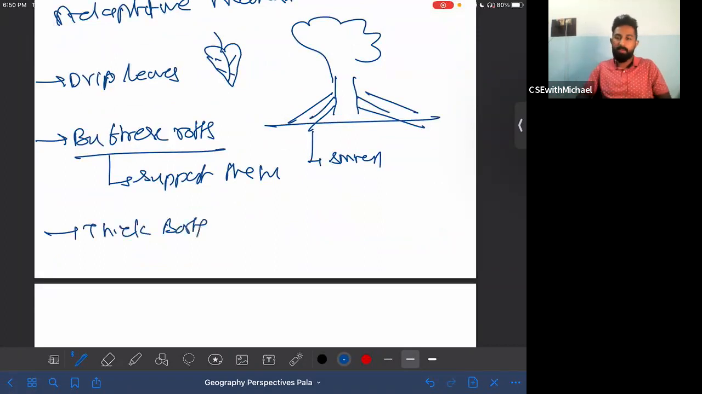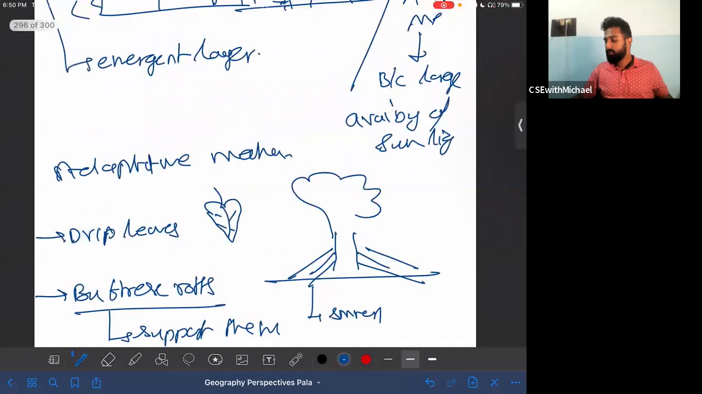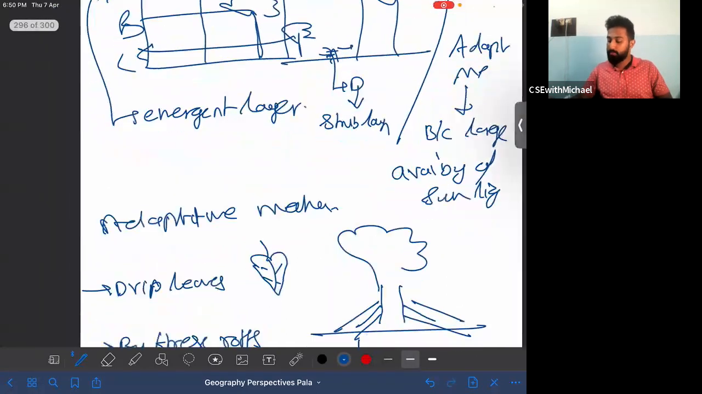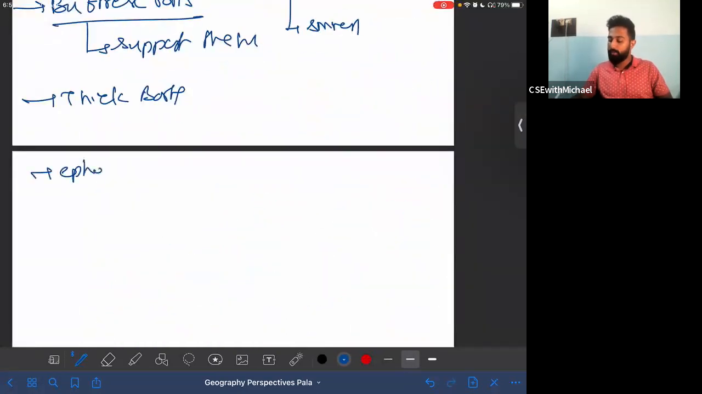The skin has very thick bark, so that it protects from the animals hovering around the region, and it also helps to reduce water loss. Those are some of the important characteristics. And the D layer is the shrub layer, which is also characterized by different shades, and most importantly by epiphytes or climbers.